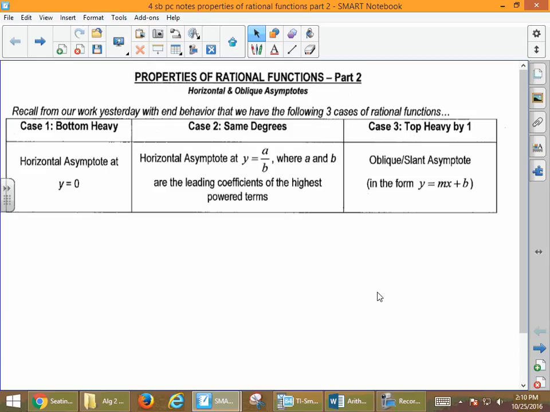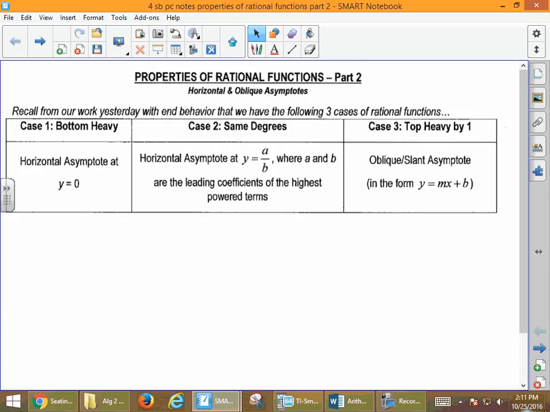To the far right here, our top-heavy situation is if the numerator degree is bigger than the denominator degree, then we will have an oblique asymptote. And all that we had to do yesterday is we had to identify that we had an oblique asymptote. We're going to learn today more about how to write it in y equals mx plus b, also known as slope-intercept form.